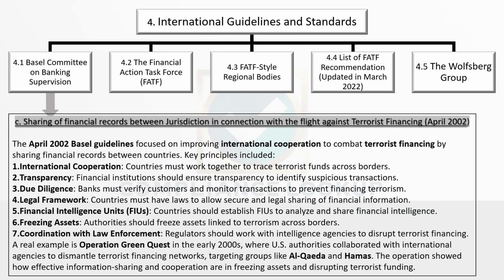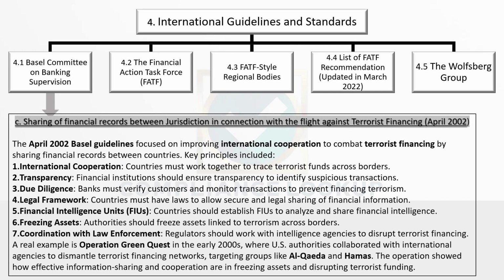Real example: the UN Security Council Resolution 1373 of 2001 required all member states to freeze assets and prevent financial support for individuals and organizations linked to terrorism. The US Treasury and the UN worked together to freeze the assets of individuals such as Osama bin Laden and groups like Al Qaeda, preventing them from accessing global financial systems.